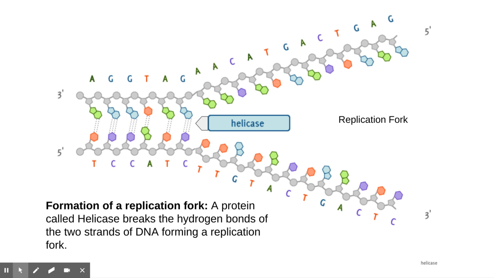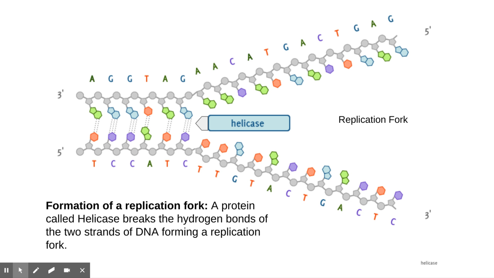So to begin, we have to first unwind and quote unquote unzip our DNA strands. So helicase will actually flatten out our DNA helix and we'll start to break those hydrogen bonds. The hydrogen bonds have a dashed line to show that they are weak bonds and easily broken. We also can see that our sugar phosphate backbone has straight lines. That means that it's a covalent bond, much stronger and harder to break.